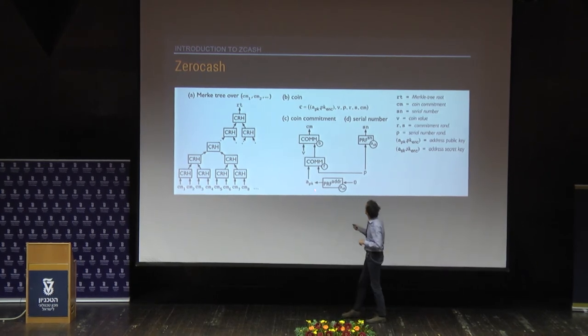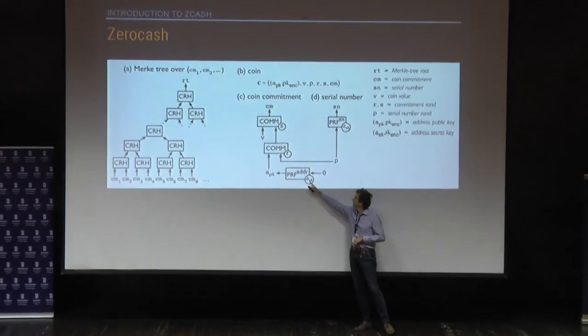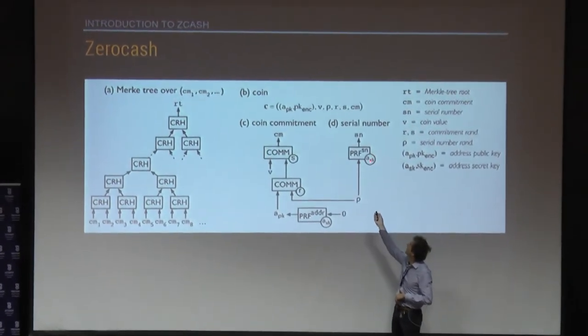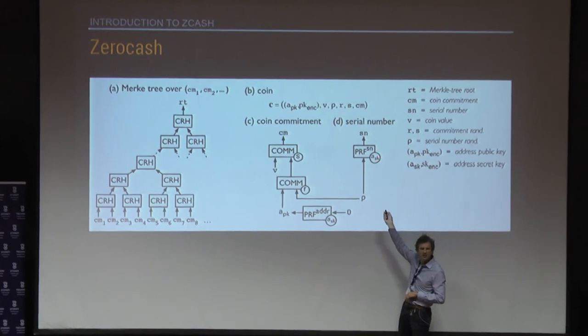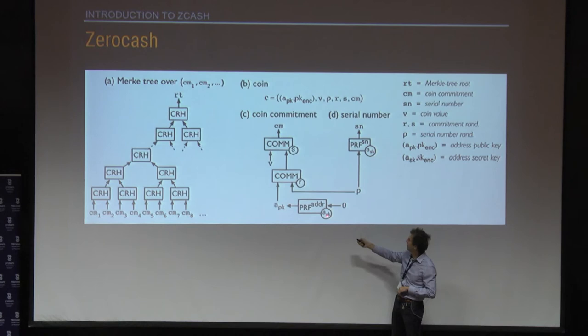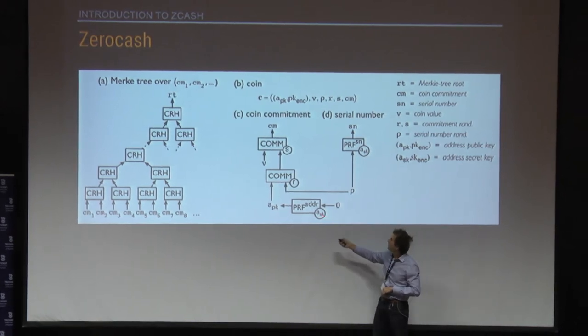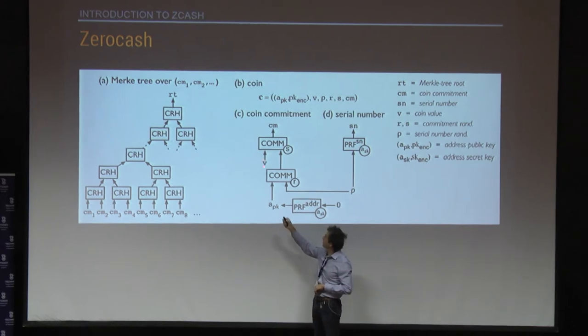Now this is the structure of a coin. This here is your secret key. It also gets used here. This is ASK. Can you read this? ASK is your secret key that gives you the ability to spend one coin. This is how much value the coin bears.